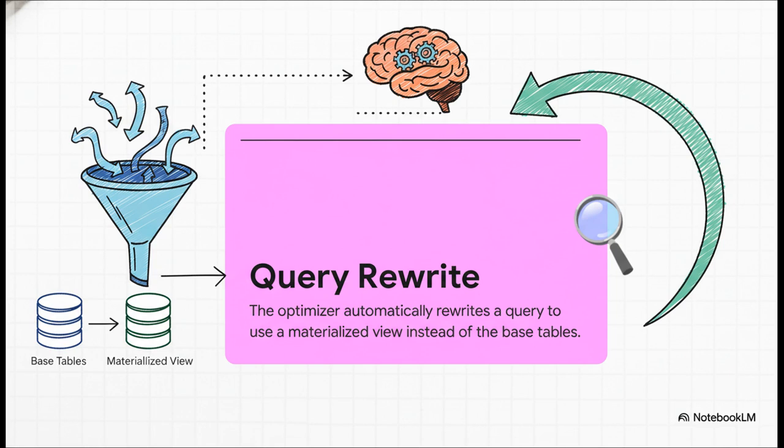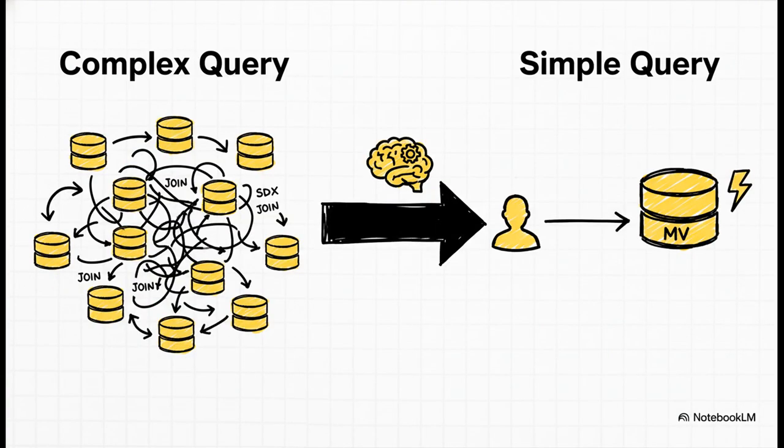It sees your query come in, it looks at it, and it says, hey, wait a minute, I have a materialized view over here that can answer this exact same question way faster. And then, automatically and completely transparently, it rewrites your query to use that fast shortcut instead. You don't have to lift a finger. It's amazing. And this is what that magic looks like.